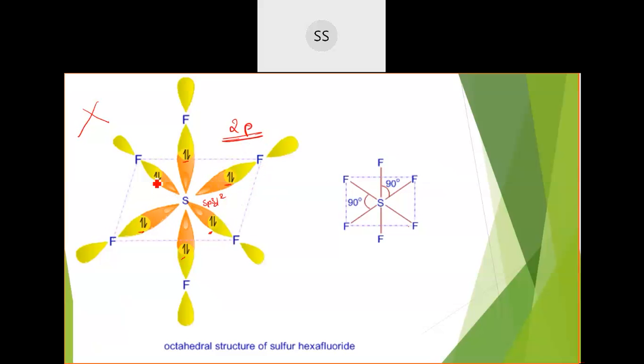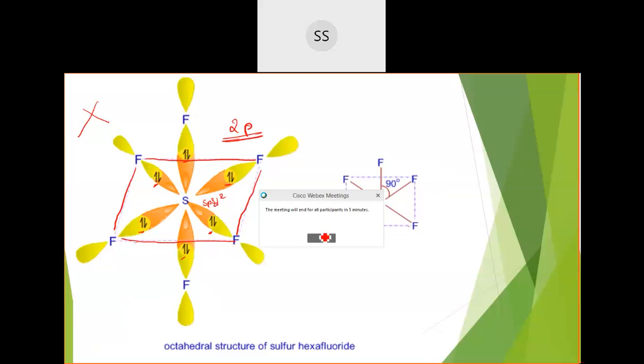You can find 4 on the plane. These 4, the square you can see here, 1, 3, and then the fourth one. So altogether 4 are on the plane. 2 of them are above and below the plane. So they make an angle of 90 degrees each. So at the end you write just the geometry part. After drawing this you write: geometry is octahedral, and bond angle is 90.